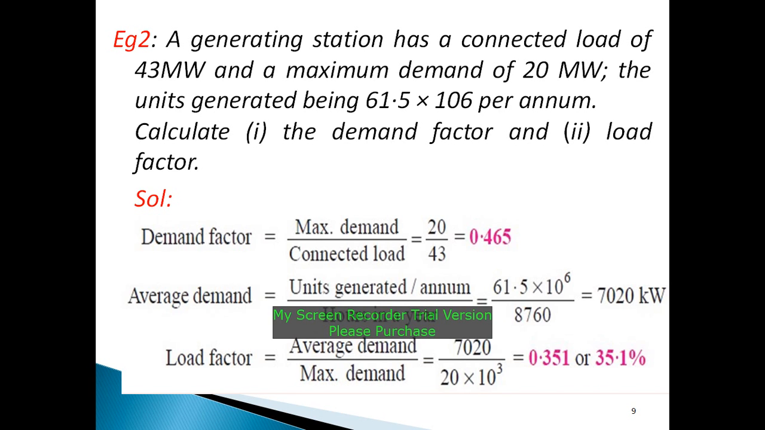7020 kilowatt divided by 20 into 10 power 3. The problem mentions maximum demand in megawatt, while the average demand we calculated is in kilowatt. The numerator and denominator should be represented in the same unit, so we have to convert megawatt into kilowatt. Both numerator and denominator are then in kilowatt. The answer for the load factor is 0.351. The percentage load factor is 35.1%.